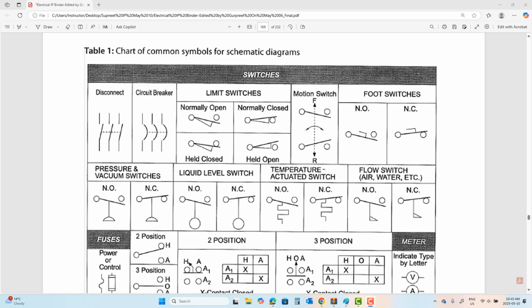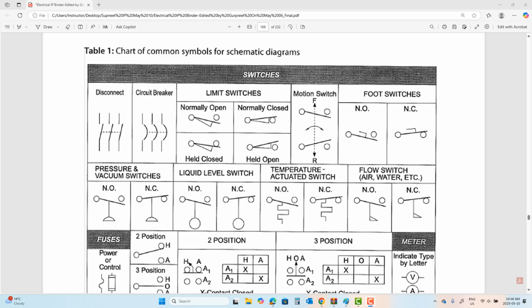motion switch. Right in the middle is a motion switch, pressure switch, level switch, temperature switch, and flow switch. Flip, next page. I'll give you a printed copy.